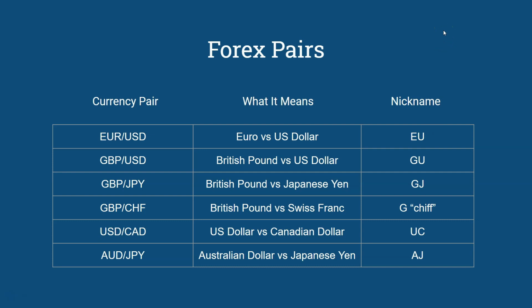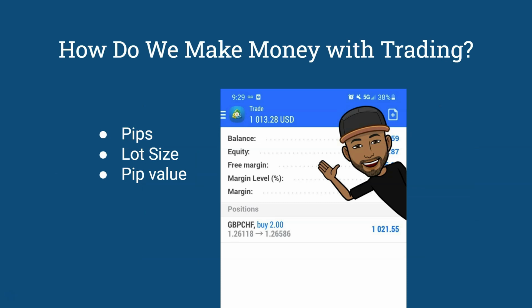And also when you're talking to other traders, they're mainly going to use the nicknames or the initials. So if I say I'm in a buy on GJ, they know I just got into a buy on the British pound versus the Japanese yen, or G-Chif, British pound versus Swiss franc. Now you can pause this and look through the rest of them to see what each currency pair represents. And we'll go on to the next slide, which is what you really want to know, which is how do we actually make money trading Forex?